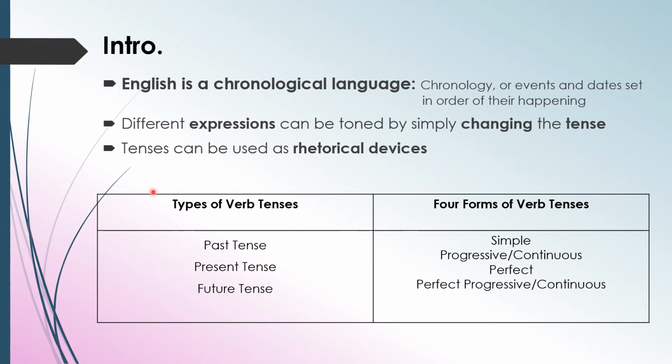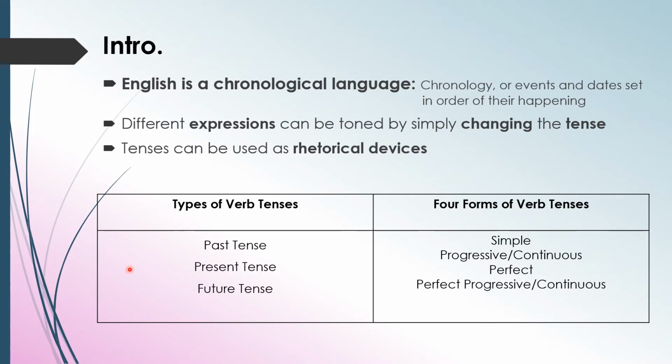So here, without tense, we cannot do that. So that's why tenses can be used as rhetorical devices. Without tense, you cannot use the English language effectively. So that's why we can say that tenses are a rhetorical device in the English language.